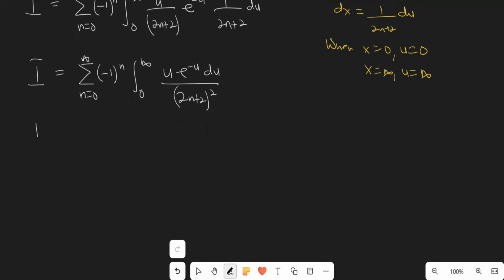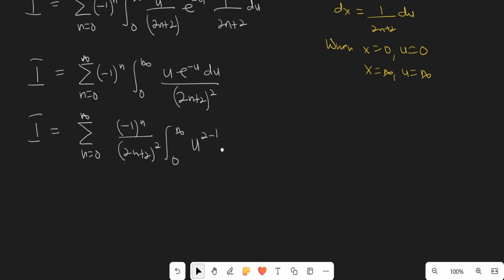So we are going to bring it out of the integral sign. That is going to be the summation n from 0 to infinity of -1 raised to the power n divided by 2n plus 2 all squared. And this is the integral from 0 to infinity of u raised to the power 1 here. Permit me to write it as u raised to the power 2 minus 1, right? And e to the negative u du.